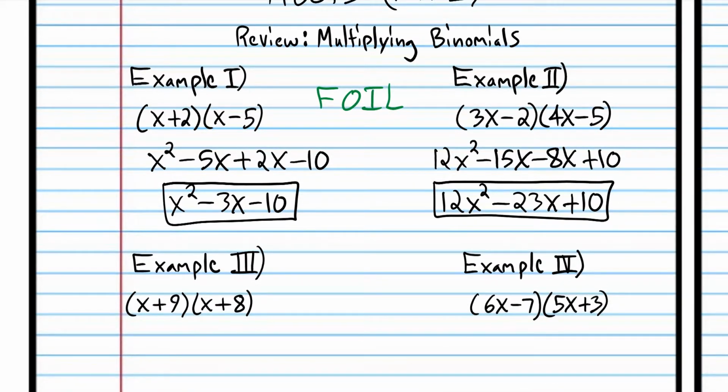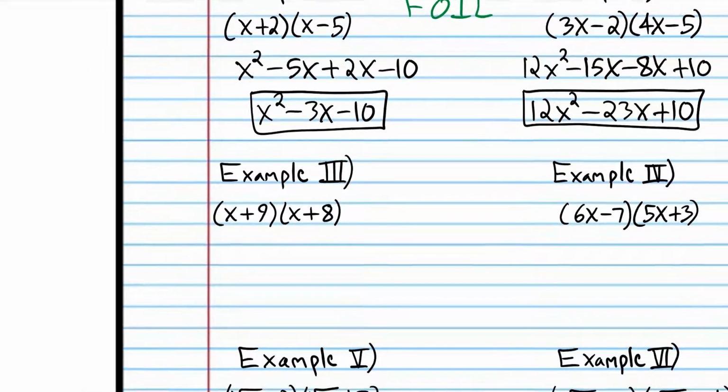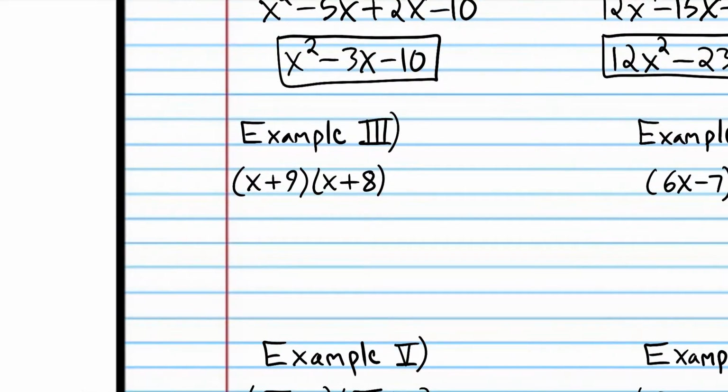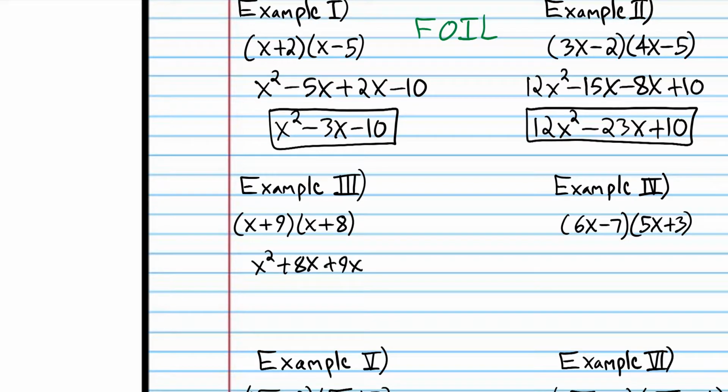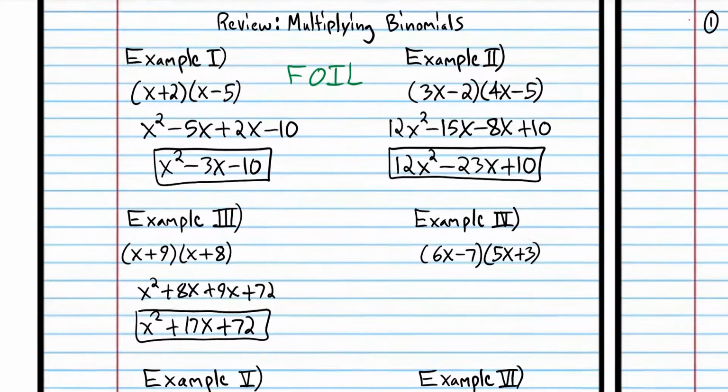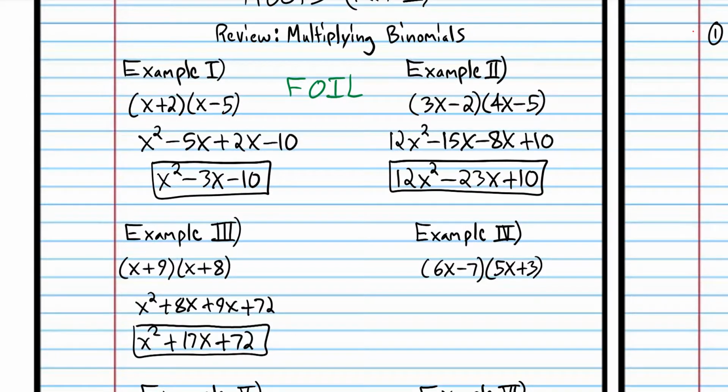All right, we're back. Let's see here. So we want x squared plus 8x, first terms, outside terms, inner terms, and last terms. Then add those up in the middle terms, and we get x squared plus 17x plus 72. So if you got that answer, good job. Go ahead and try example number 4, and when you come back, we'll do it together.